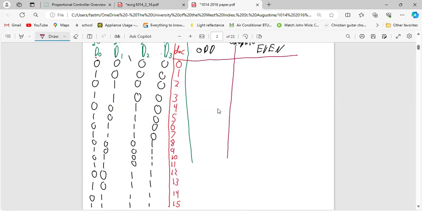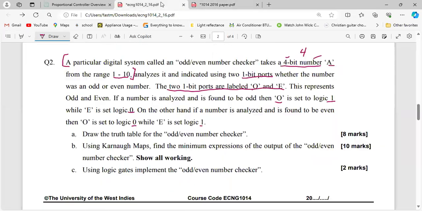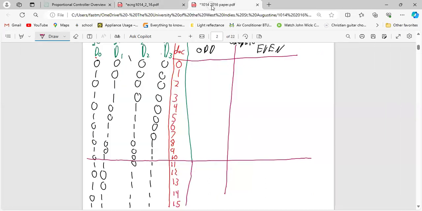All right, so I am stopping at this. I don't need to go any further. The reason why is because they clearly said in the question that it's from 1 to 10. Therefore 0 is I don't care. And from 11 to 15, I just pad it with don't cares, because those are values they just don't know, since they said a specified range of 1 to 10.